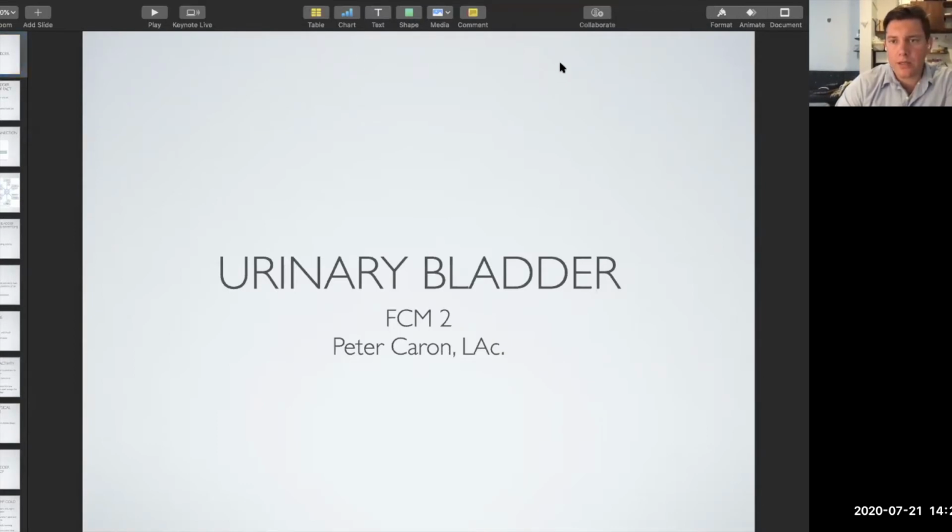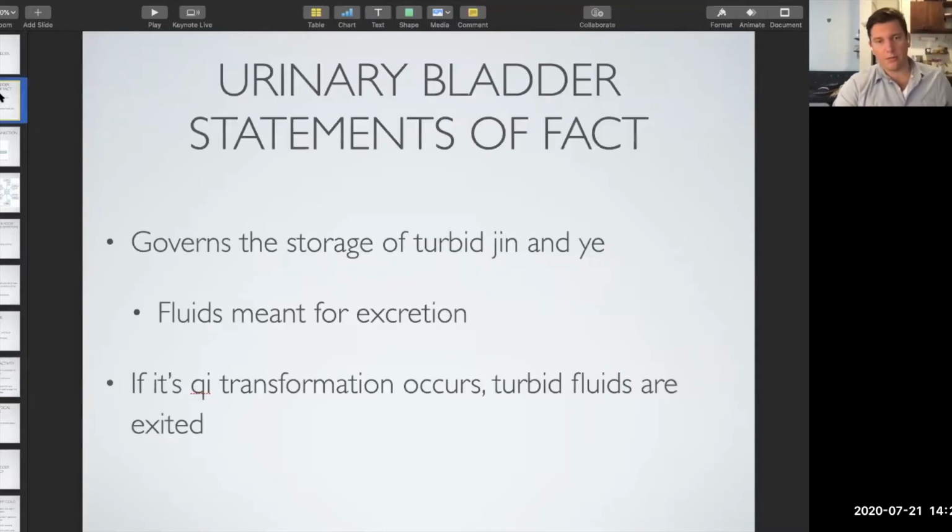Urinary bladder. Again, we're going to be talking a bit about the urinary bladder as an organ, but remember that this is one where the channel is dramatically different. The channel is going to do 10,000 things. The organ doesn't do a whole lot.